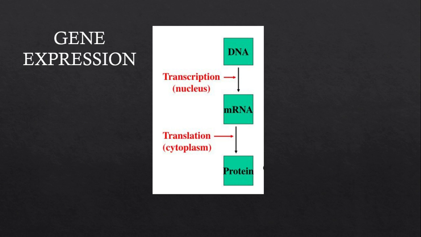Pathway of gene expression. Firstly, the DNA is transcribed to mRNA in the nucleus, and it is called the transcription process. Next, mRNA is translated into protein in the cytoplasm, and it is called the translation process.